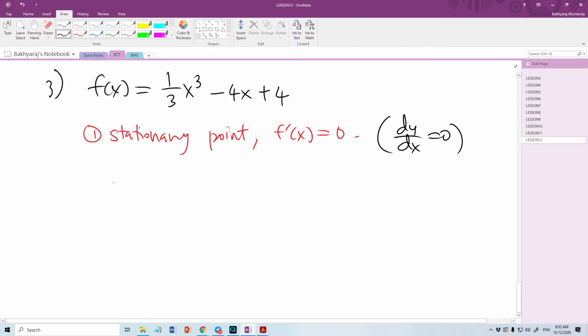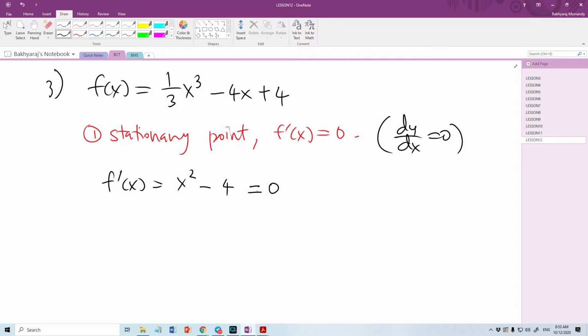So to get the stationary point, I need to differentiate. So differentiate f(x), you get what? f prime x will be equal. Okay, so what's the answer? Correct, x power of 2 minus 4. Betul. So kita dapat jawapan ni, and I need to put equals to 0 lah. Ini kena bagi sama dengan kosong. Okay, x square minus 4 equals to 0.